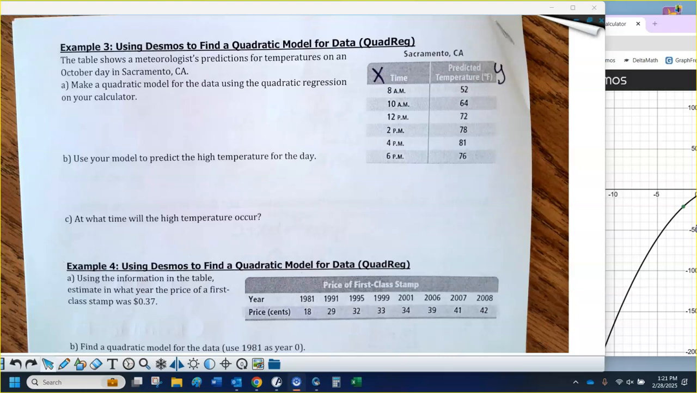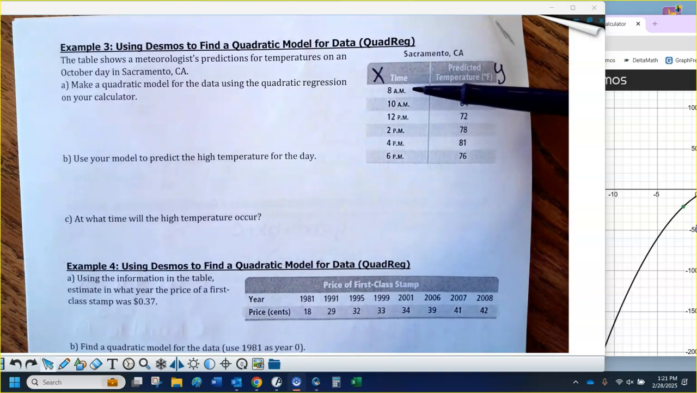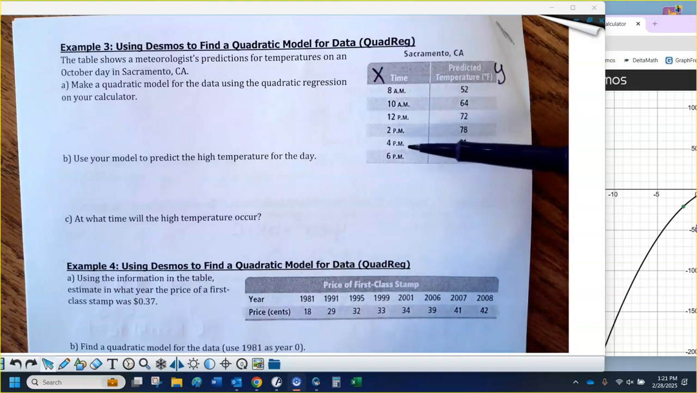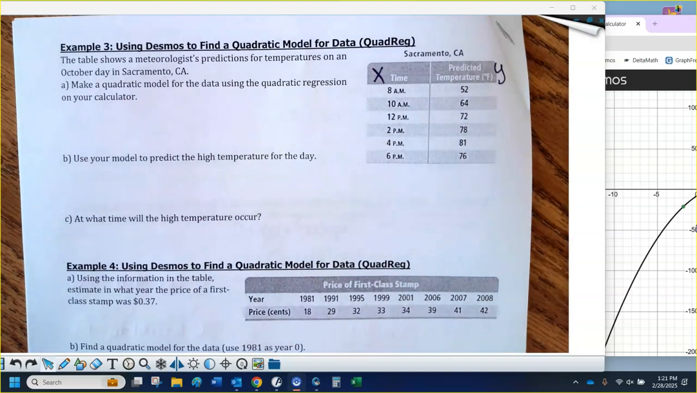This is going to be kind of like making a scatter plot, if you remember doing that in Algebra 1, like we do a trend line, but we're going to do it with a quadratic model. So we're just going to fit a parabola to it. Before I type in the data, I'm going to use the times for x and the temperatures for y. But let me ask you a question about this. The times: I have like 8 a.m., 10 a.m., 12 p.m., then 2 in the afternoon, 4 in the afternoon, 6 in the afternoon.